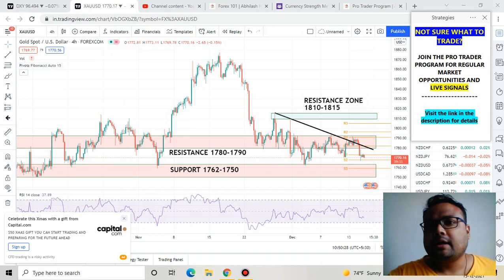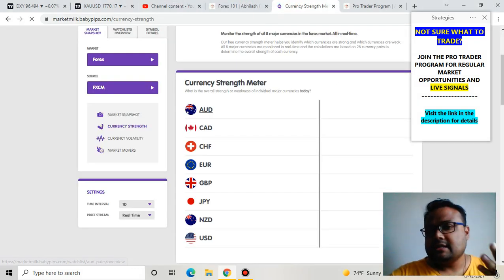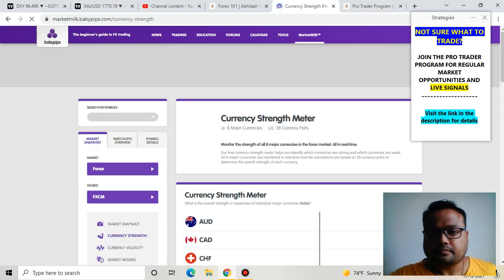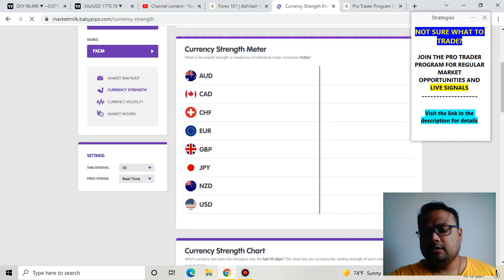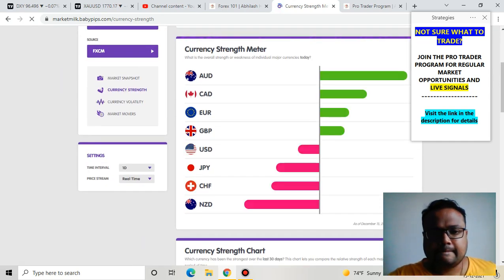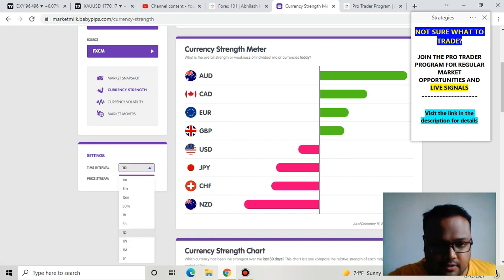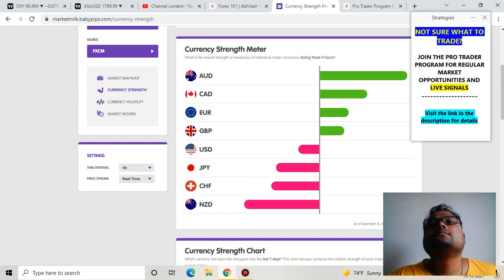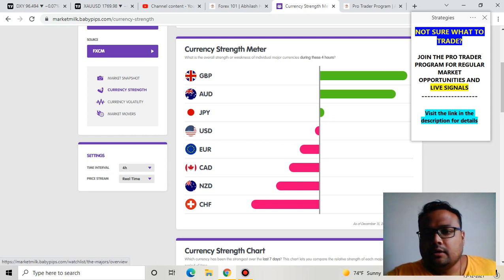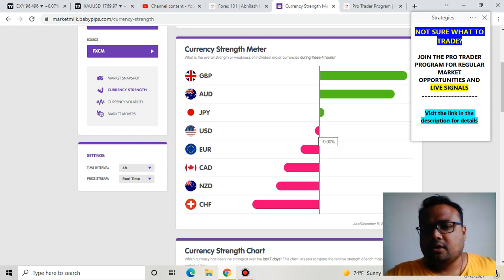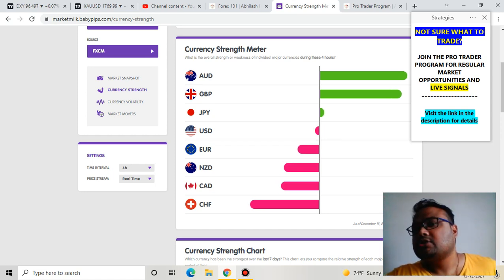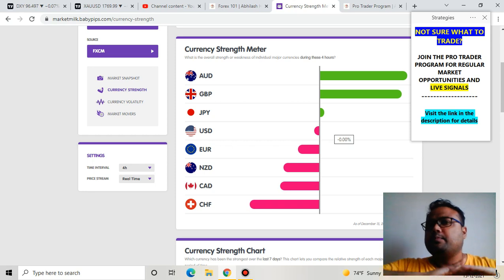And if you look at the currency strength meter here, it is loading. Let me change it to 4 hours. Then you can see the US dollar here. Right now we do not have much movement on the US dollar. In case the US dollar gets extremely positive or bullish, then obviously you will see selling on gold.